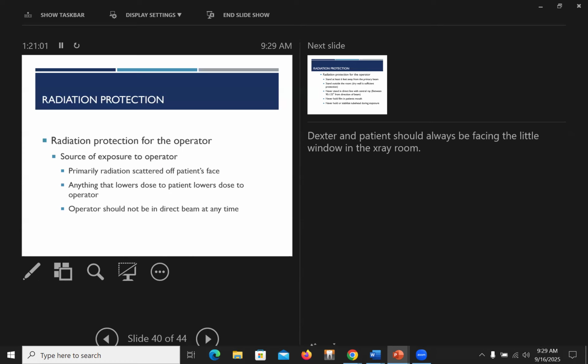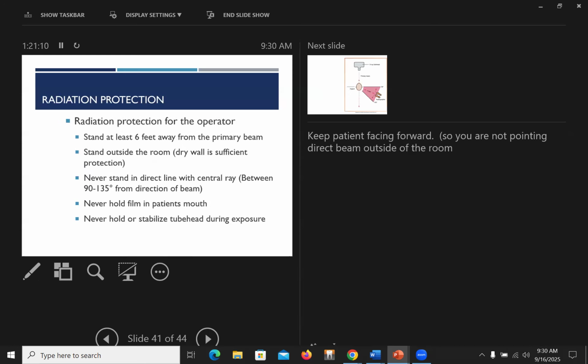So the same things: collimator, aluminum filter, and then the operator should never be in the direct beam. That is common sense. Standing at least 6 feet away from the primary beam helps. So that is a protective measure.